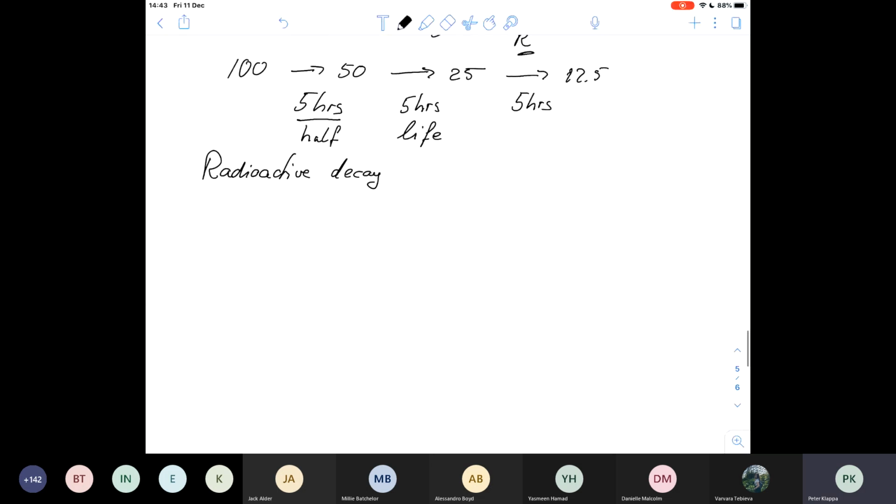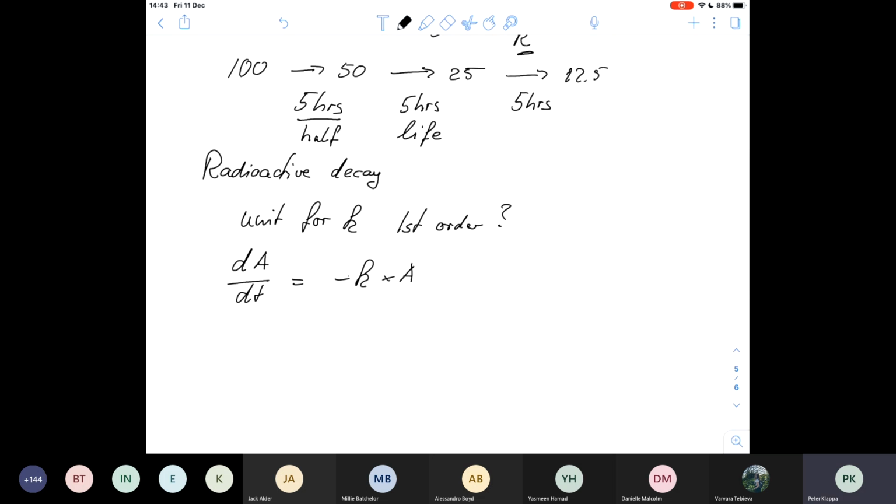One thing that we need to quickly discuss: what is the unit for K in the case of a first order reaction? So all we need to do is write our rate law, dA over dt equals minus K times A. And absolutely right. The half-life stays constant in a first order reaction, and only in a first order reaction. It will change if you have any other reactions, zero order or second order or 1.5 order or something like that. But in a first order reaction, the half-life is a constant.